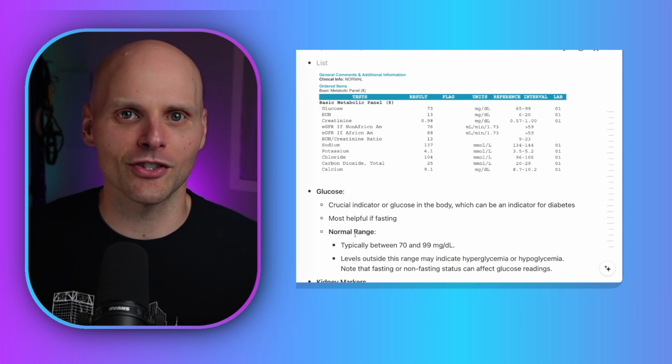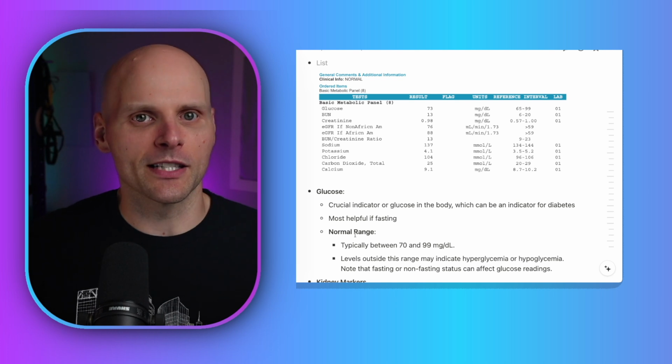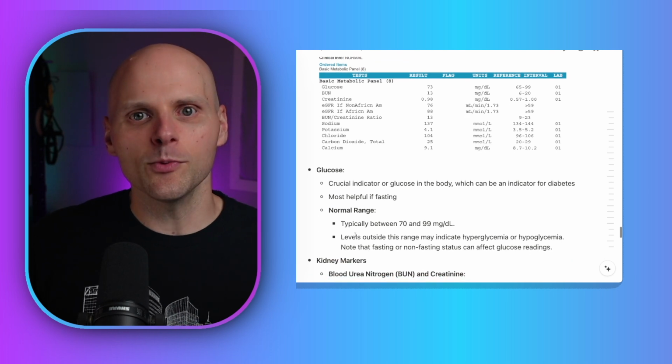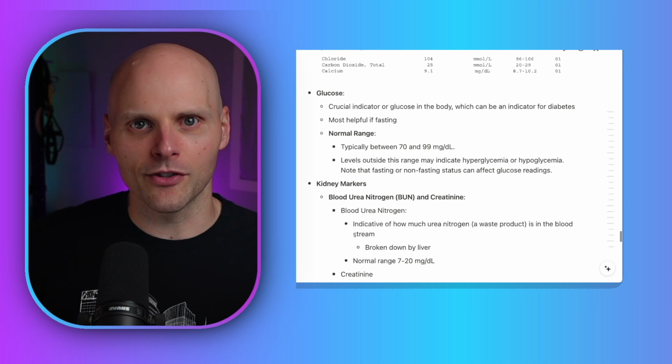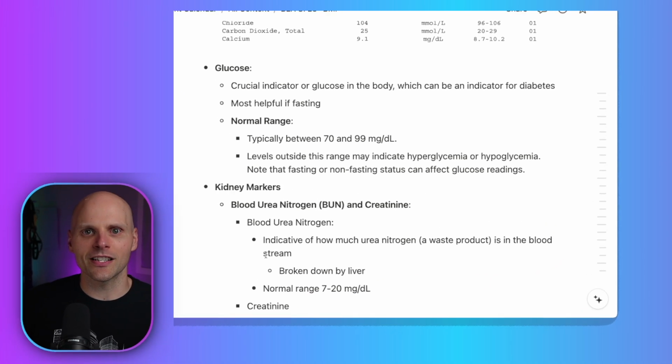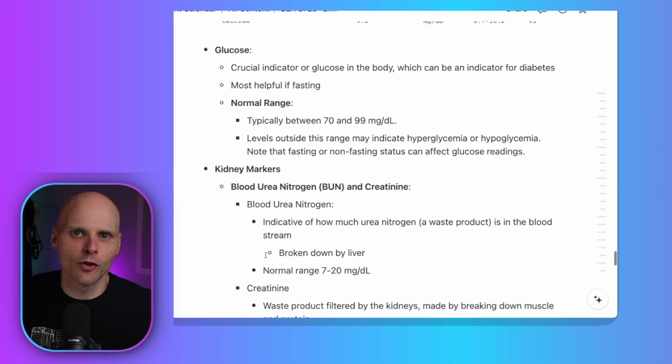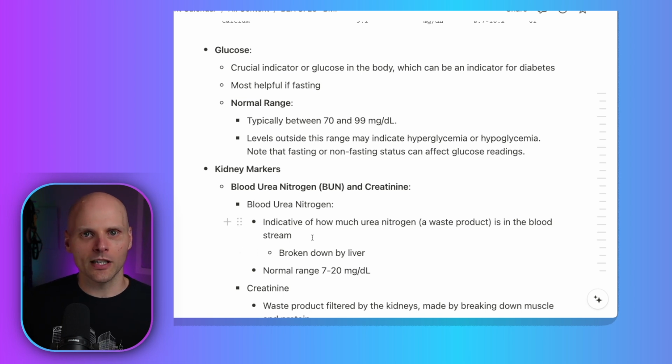And we're not necessarily making changes all the time based off of this, but it's important to know as well. And then next, move on to the BUN or creatinine. So BUN is blood urea nitrogen, and essentially this is indicative of how much urea nitrogen, a waste product, is in the bloodstream. Usually it's broken down by the liver, and that's how we get this BUN. So we kind of have this waste product. Normal range there is about 7 to 20.